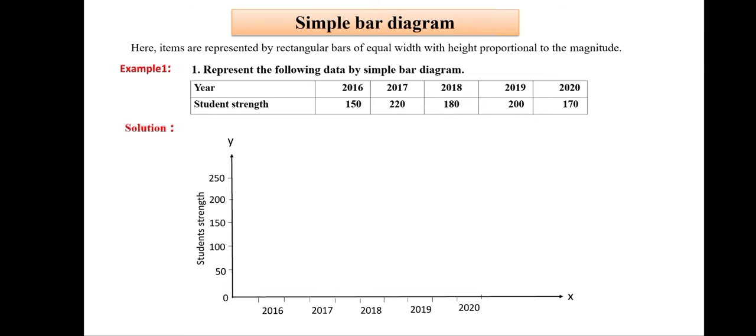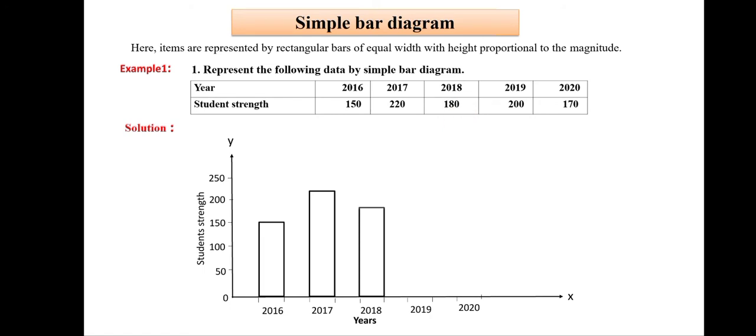To draw a simple bar diagram, we have to draw the rectangular bars. In the year 2016, the student strength is 150, so draw a rectangular bar till 150. In 2017, the student strength is 220, so draw a rectangular bar till 220. Similarly, in 2018, the student strength is 180, so draw a rectangular bar till 180. In 2019, it is 200, so draw a rectangular bar till 200. And in 2020, the student strength is 170, so draw a rectangular bar till 170.